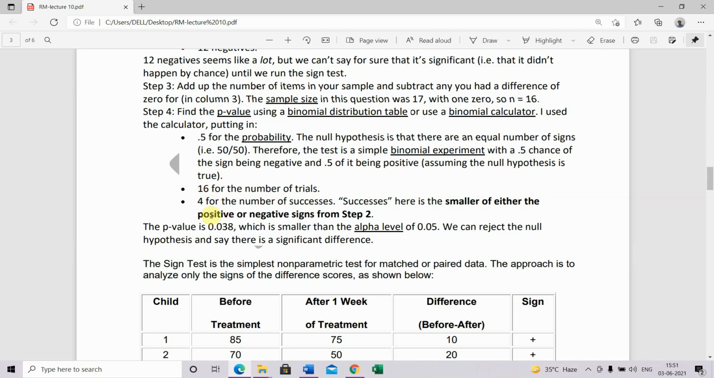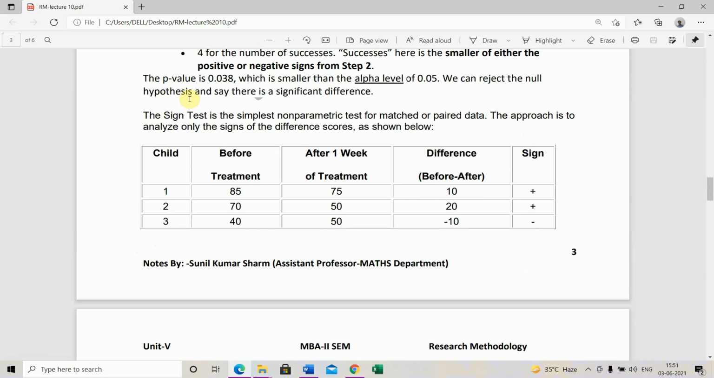16 for the number of trials, 4 for the number of successes. Successes here is the smaller of either the positive or negative sign count from step 2. The p-value is 0.038, which is smaller than the alpha level of 0.05. We can reject the null hypothesis and say there is a significant difference.